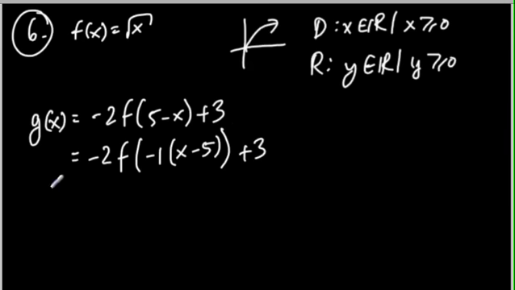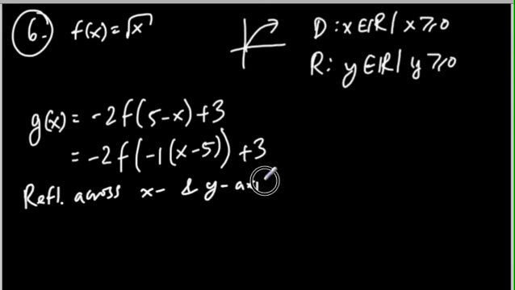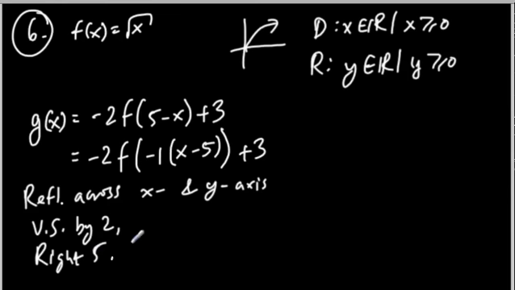So if we state the transformations, we look here: there's a reflection across the x and a reflection across the y. So reflection across x and y axis. There's a vertical stretch by 2. There's no horizontal stretch because it's 1, and then we can say it's right by 5 and up by 3. Right, because it's x minus 5 over there.